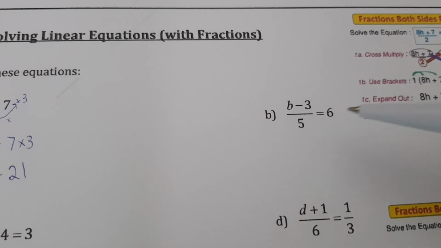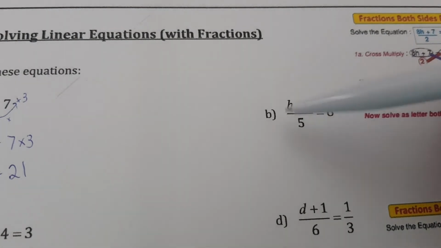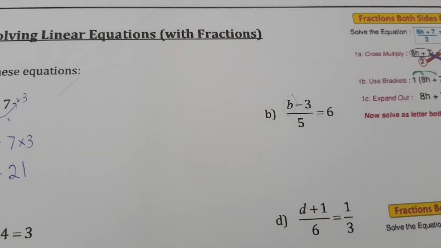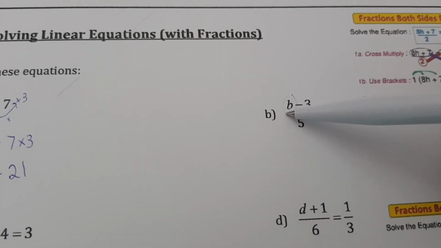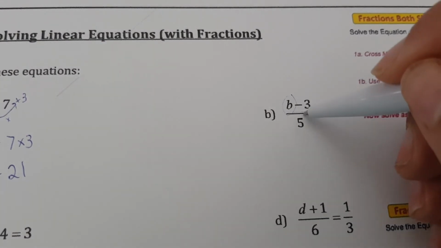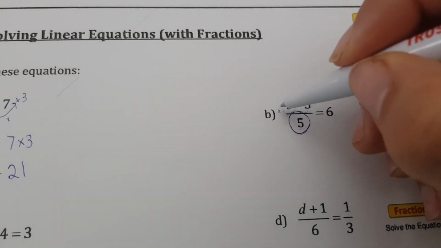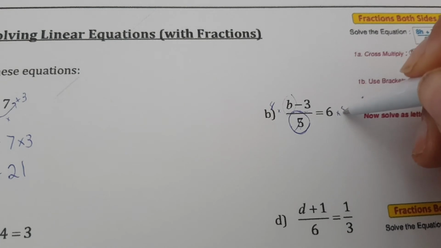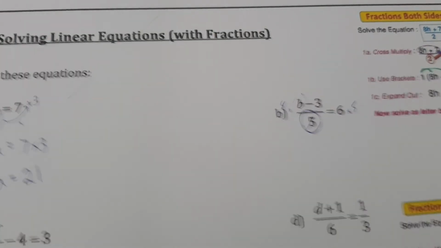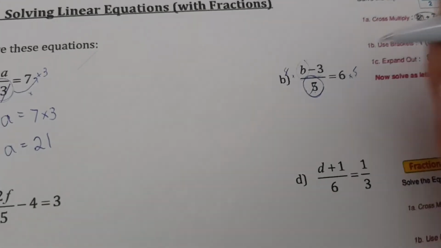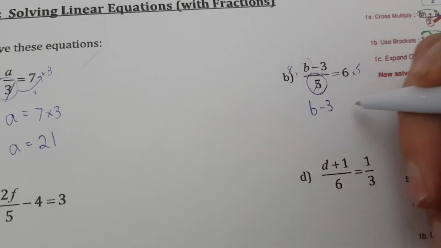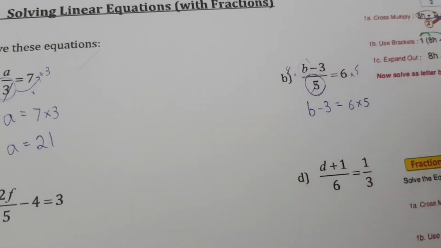Let's try B. So I have B minus 3, all of it over 5 equals 6. Similarly, I need to find B. I can't remove minus 3 yet, because that minus 3 is stuck on top of this barrier. So first I will have to eliminate this one. To eliminate that division by 5, you have to multiply by 5. Either multiply by 5 on both sides, or just take this to the other side and it will become a multiplication. Whichever method you prefer to use. So that is B minus 3 equals 6 times 5, and 6 times 5 is 30.